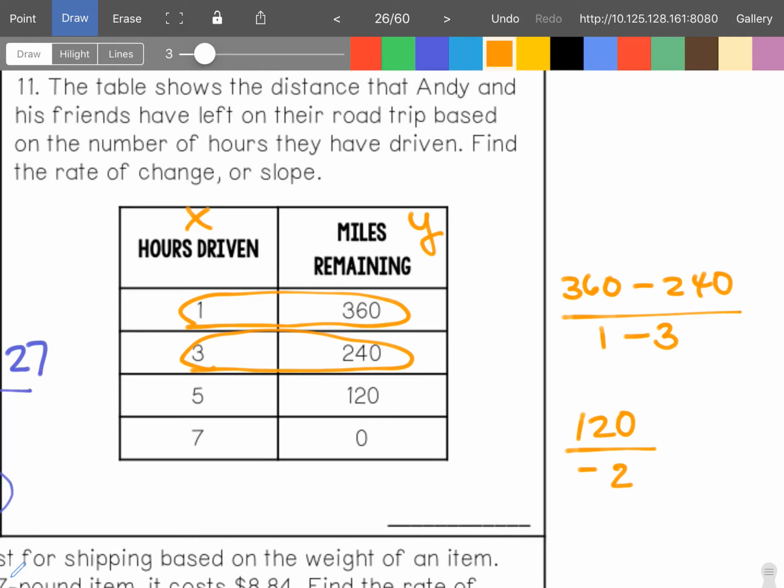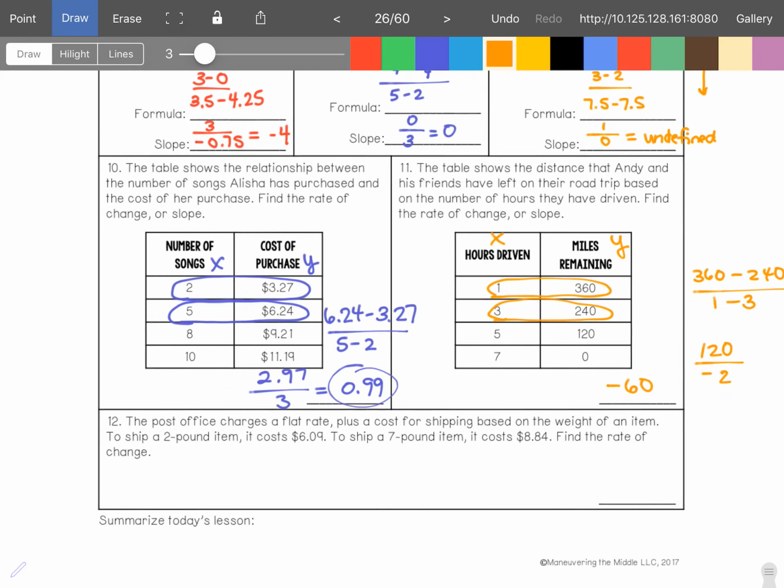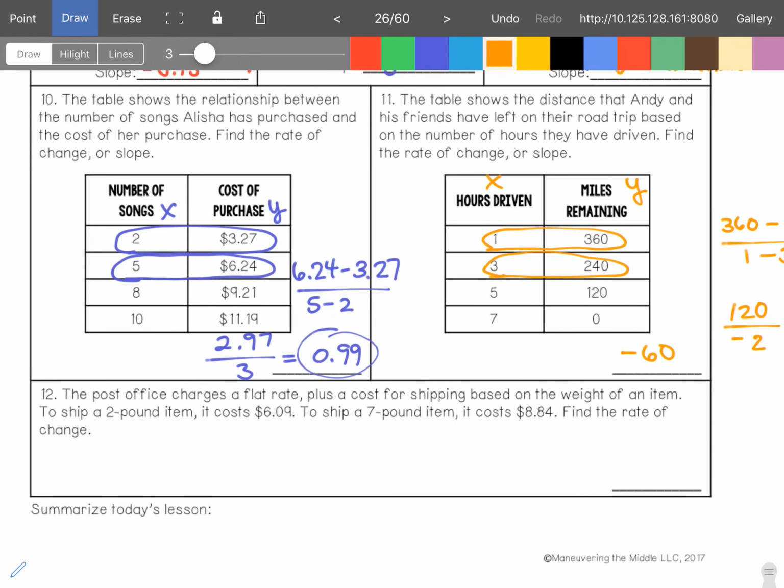And when you divide that, what do you get? Negative 60. Or if you're thinking of a graph, negative 60 over 1 is the same thing. That means that their miles are decreasing 60 miles every hour that they drive. That's what this means. So every hour that goes by, they're accomplishing 60 miles.